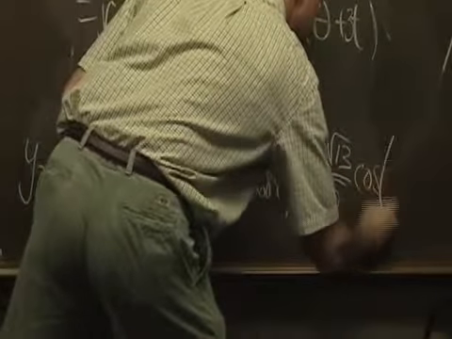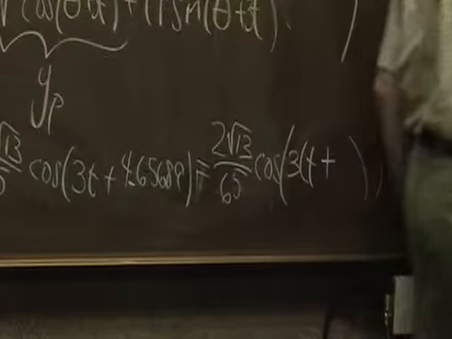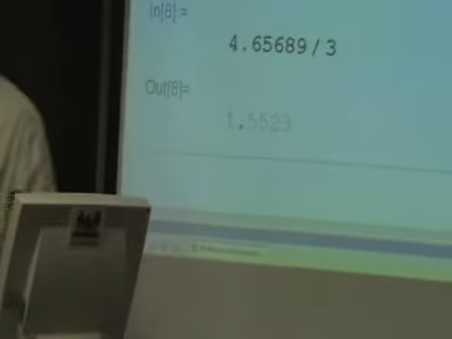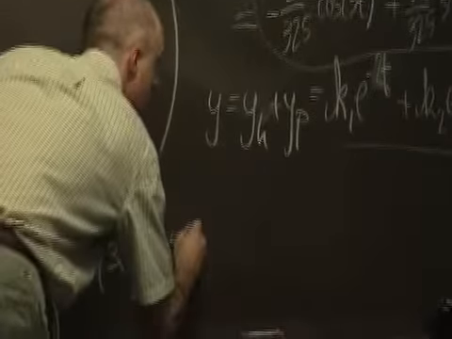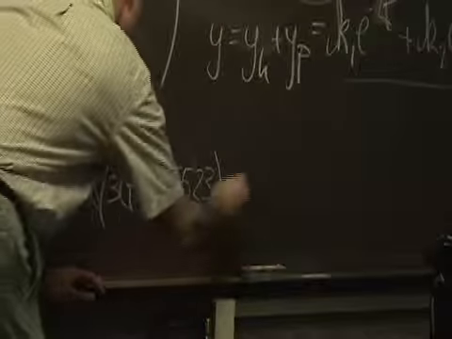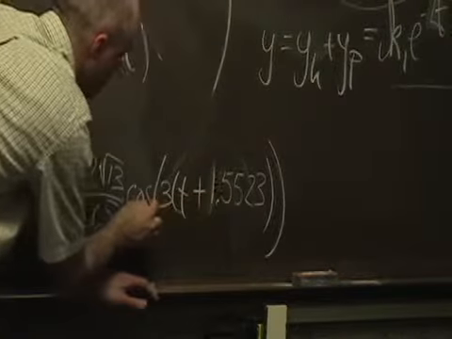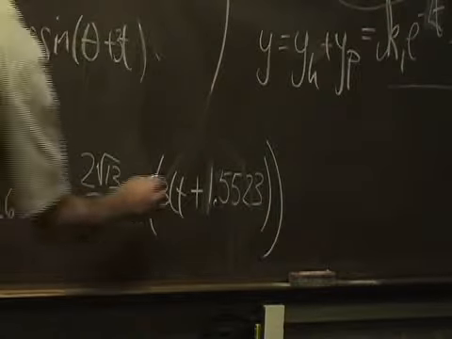To figure out how to see that as a horizontal shift, it's best to factor out the 3 inside that cosine. 3 times the quantity, t plus whatever. Well, whatever can be found by taking the 4.65689 and dividing it by 3. About 1.5523. Cosine of 3 times this thing. Parentheses here.